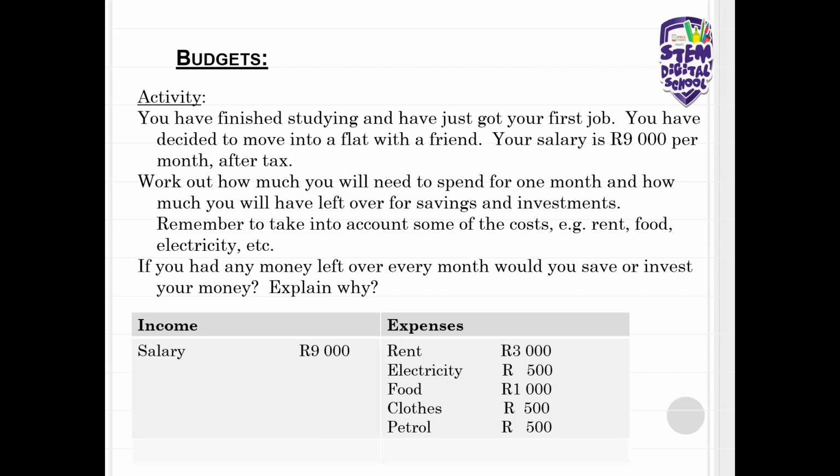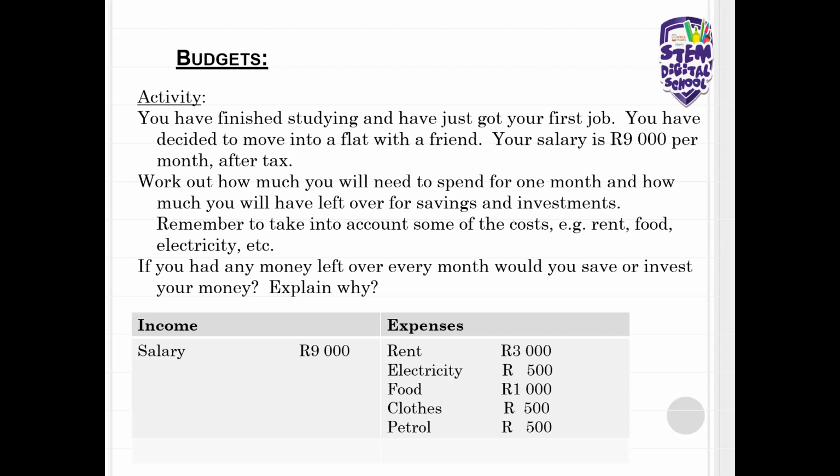All right, so if we look at the bottom, you will see I've divided into 2 columns. On the left-hand side, I've written in your income, and the only income that you're going to have is your monthly salary of 9,000 Rand. Then on the other side, you will see I've put expenses as the heading. And then I've listed all the expenses that you have, and I've just put some amounts in.